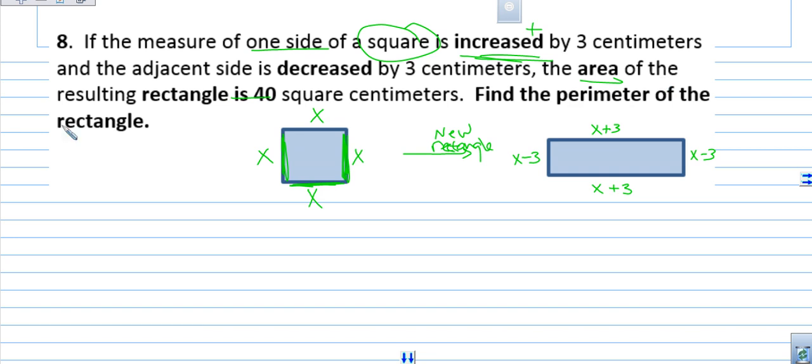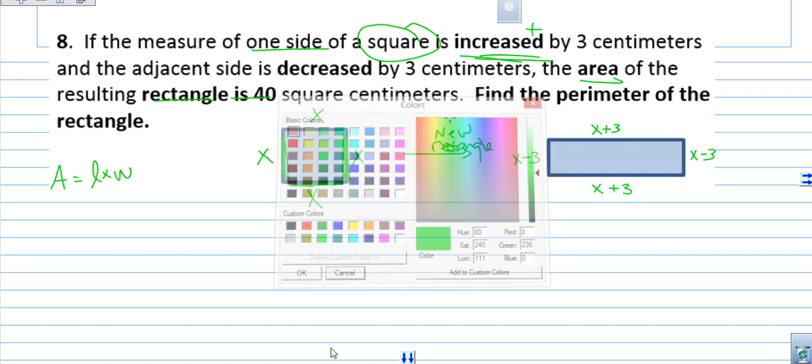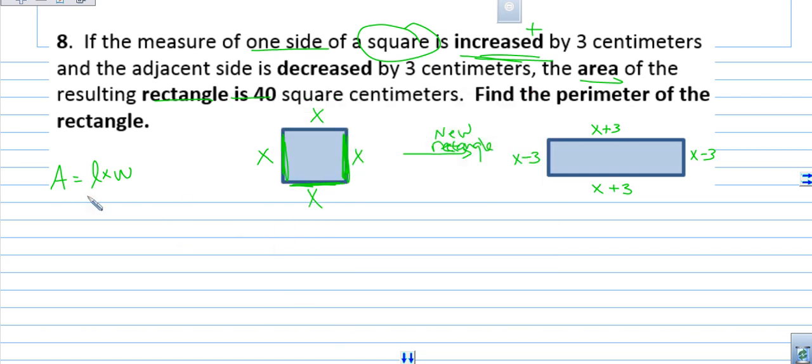The area of the resulting rectangle is 40. Well, how do you find area? That's length times width. So I'm going to take my length, which is X plus 3, and multiply it by my width, which is X minus 3, and that's going to equal 40. That's my length, that's my width, that's my area. Length times width equals area.